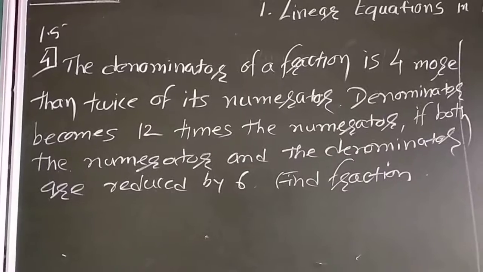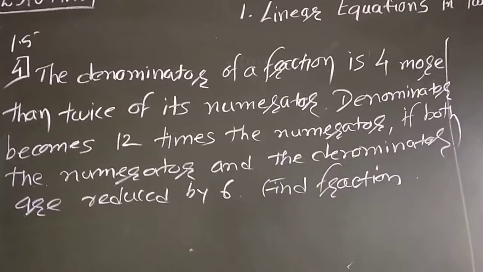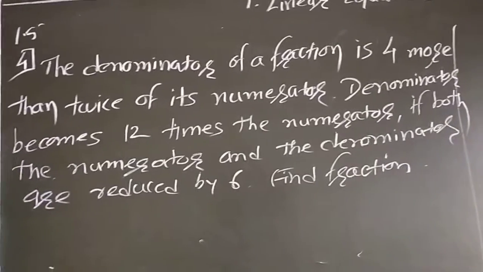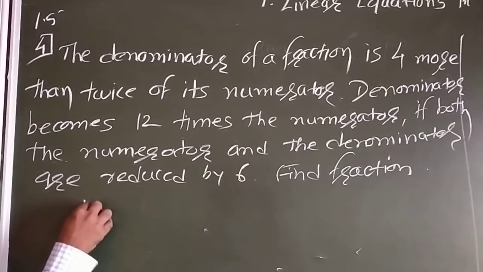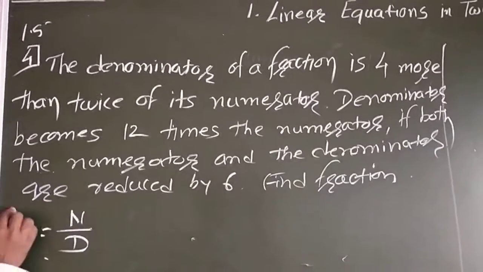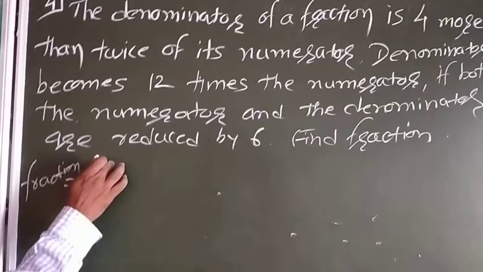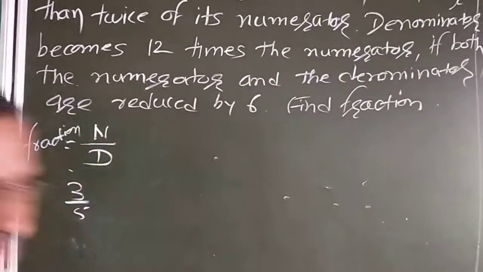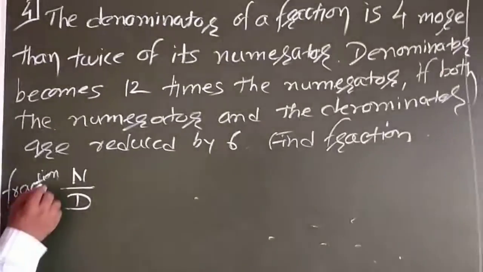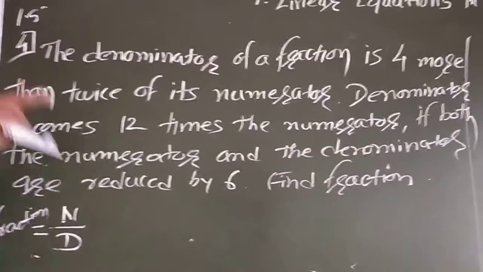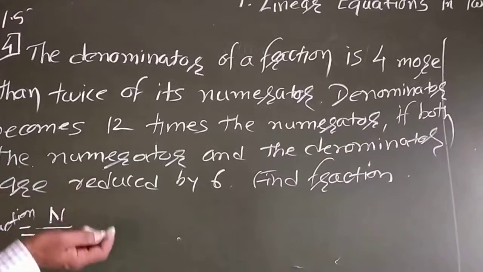Next, question 5. The denominator of a fraction is 4 more than twice its numerator. This is the first sentence. A fraction is written like numerator upon denominator. This is a fraction, like 3 upon 5. 3 is the numerator, 5 is the denominator. So we consider it as numerator upon denominator. What is the condition given? The denominator of a fraction is 4 more than twice its numerator.